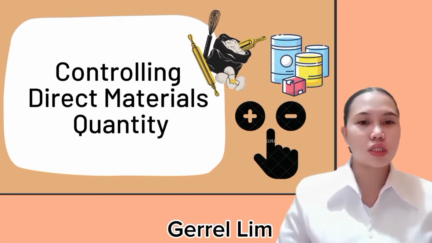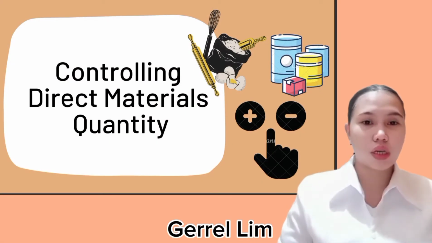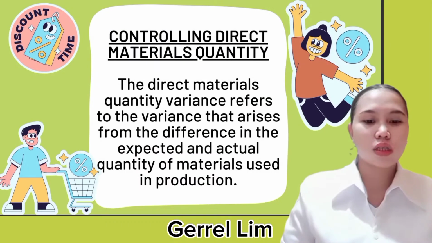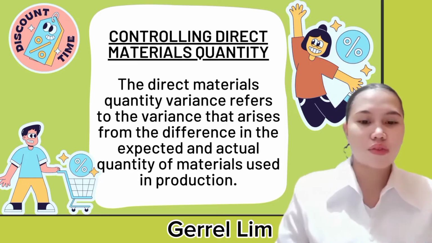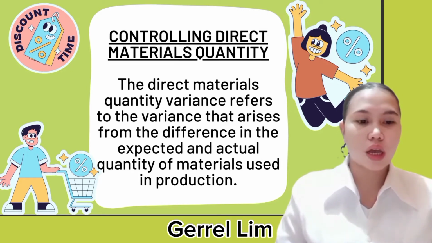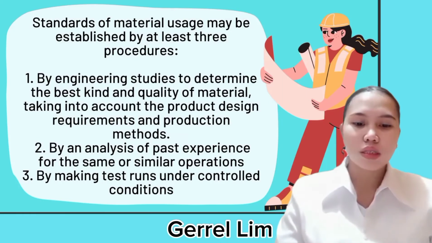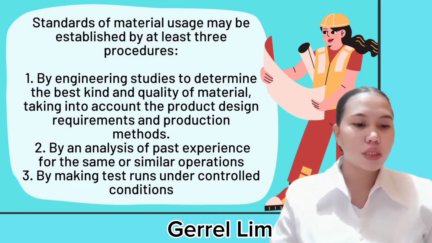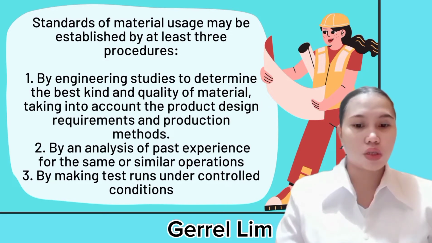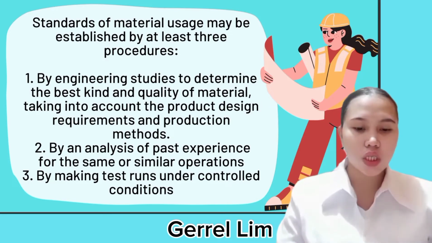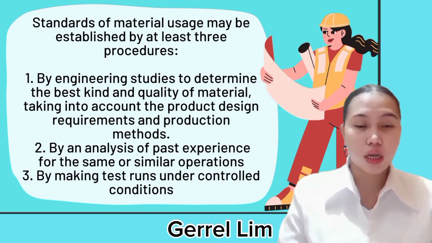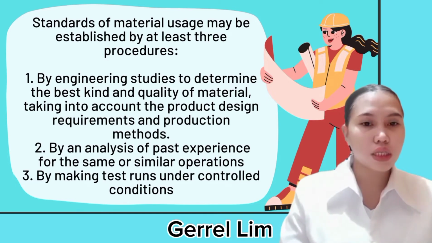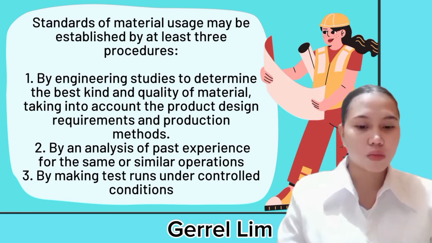Controlling direct materials quantity and measuring direct labor costs. The direct materials quantity variance refers to the variance that arises from the difference between the expected and actual quantity of materials used in production. Standards of material usage may be established by at least three procedures. First is by engineering studies to determine the best kind and quality of material, taking into account the product design, equipment, and production methods.